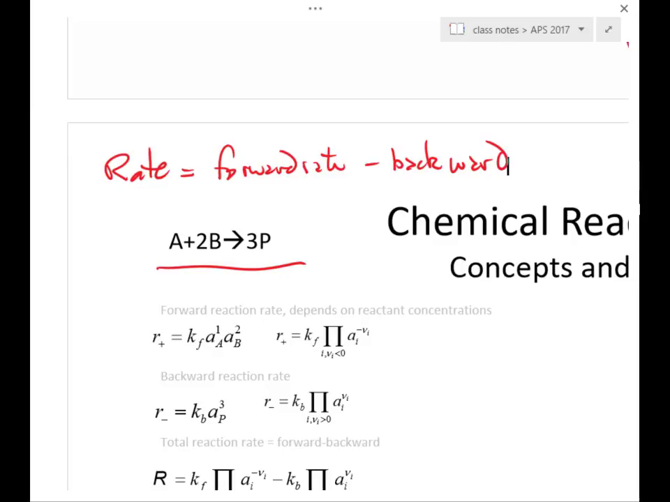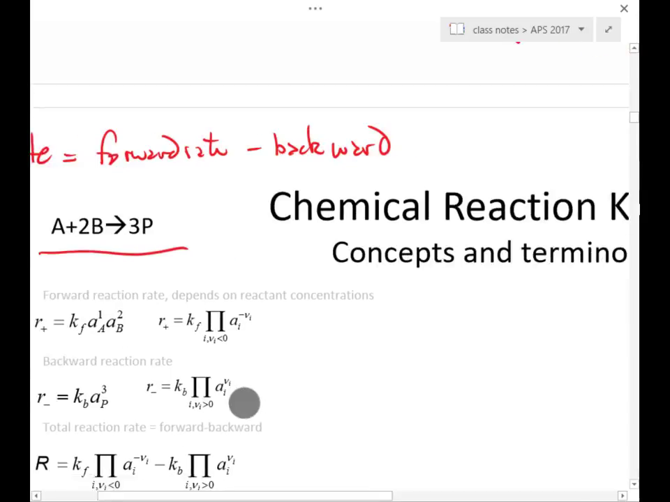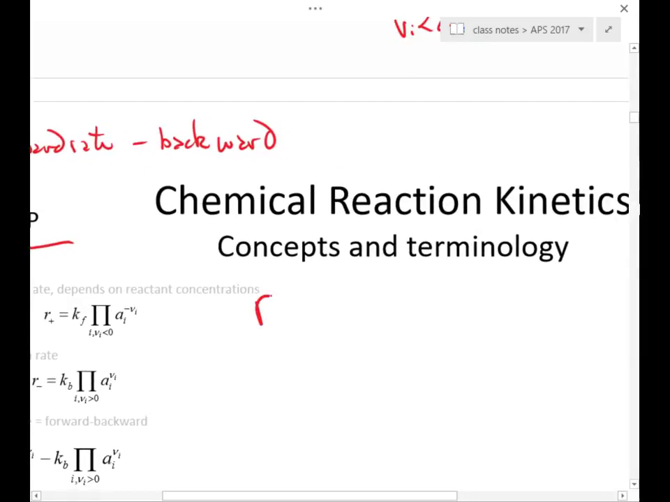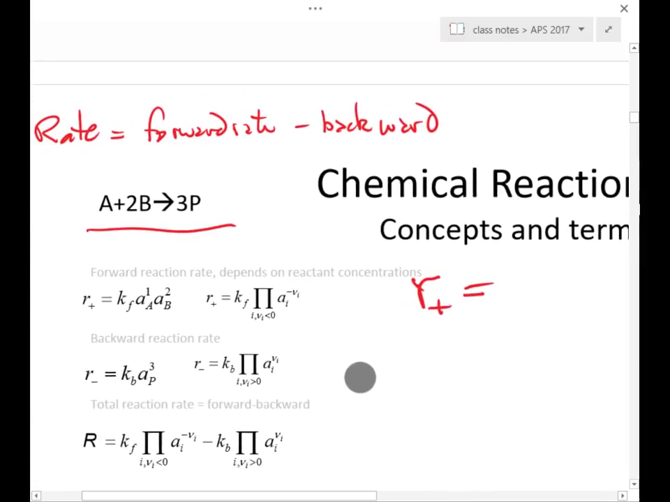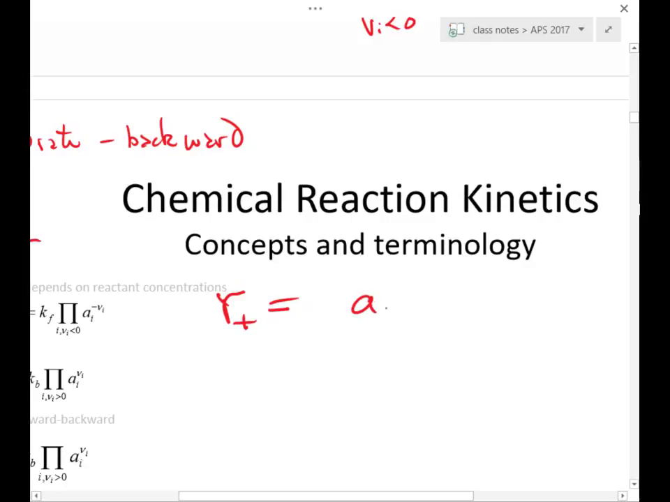So the activities of the things that we have to cause the reaction, their activity is going to be proportional to the forward reaction. And so the forward reaction rate, or plus, it's going to be, for our example here, that it'll be the activity of A and activity of B squared. And the forward reaction is proportional to that. And that's going to be equal to this using our compact notation.